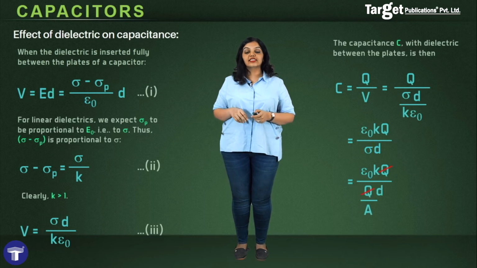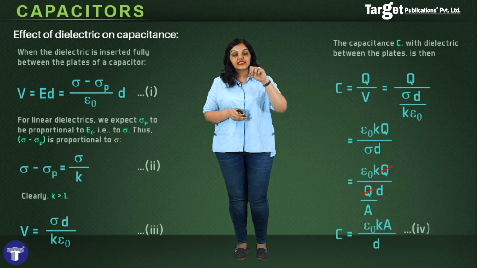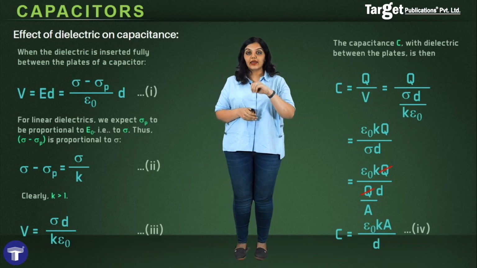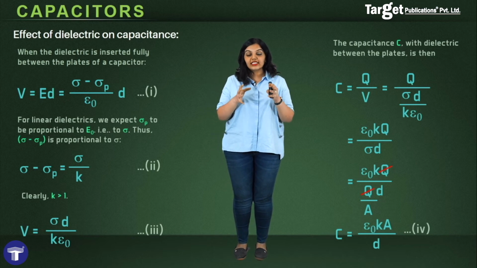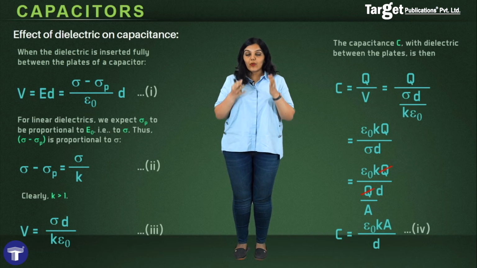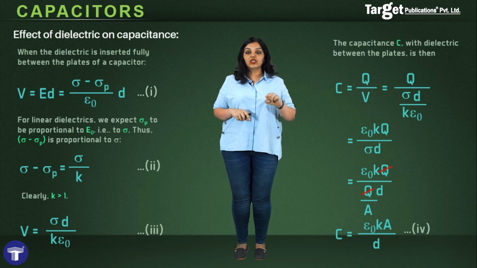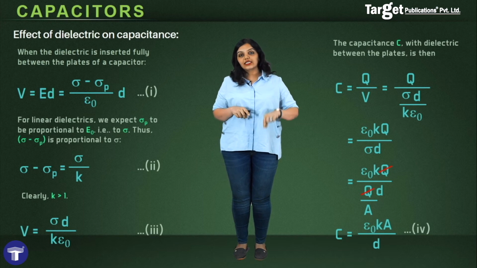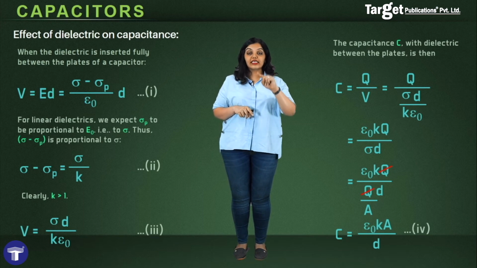The q cancels and I get my final capacitance, that is C is equal to epsilon naught k a by d. Now remember, what is exactly this conclusion telling us? When there was no dielectric in between the plates, the capacitance was epsilon naught a by d. Now when there is a dielectric between the plates but from end to end, we see that the capacitance is epsilon naught ka by d.